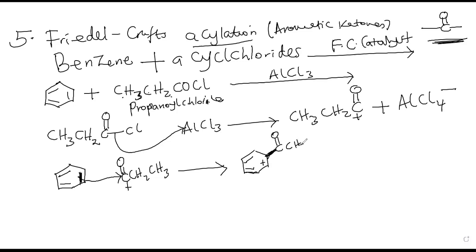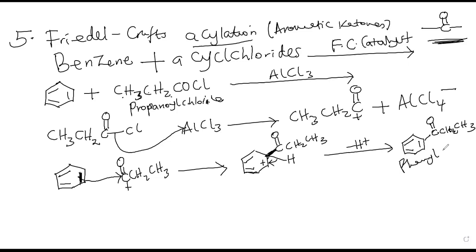Then CH2, CH3, with an H, which H will stabilize the ring, and as a result, on losing the hydrogen, you form a ketone, phenylpropanone. You form your phenylpropanone with C double bond O, CH2, CH3, which is called phenylpropanone. That is what we found.